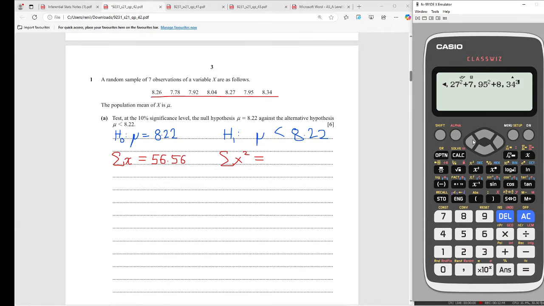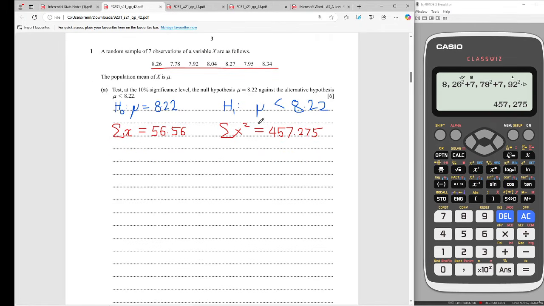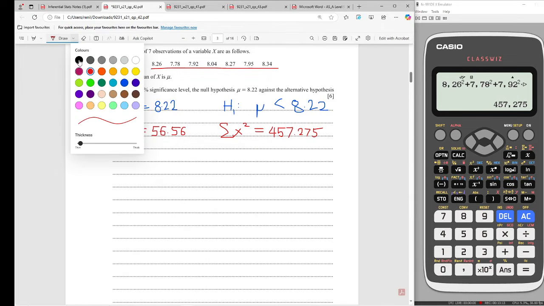And yes, let's just cross check. It's important that we cross check that our values are right. If they aren't, our entire test could go wrong. I mean, the slightest decimal variance could affect our calculations. And we have here a decimal value, which is good. 457.275. Now we have all the values that we need to perform the S2 of x calculation.